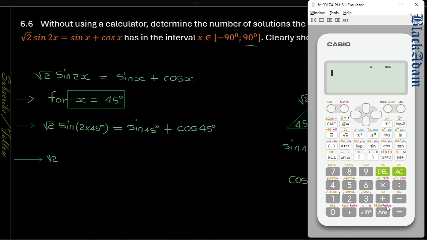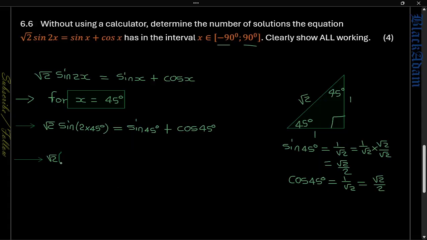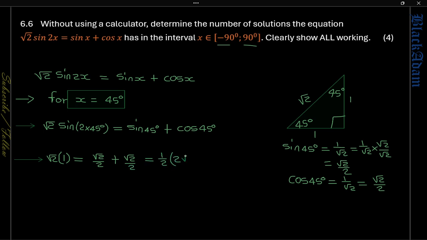And now we have sine 90 degrees. Sine 90 degrees is 1, just to confirm with the calculator, that is 1. But without a calculator, you have to know that sine 90 is 1 and cos 90 is 0. Substituting all the values, root 2 over 2 plus root 2 over 2 is half root 2 times 2, so root 2 equals root 2. So the left hand side equals the right hand side. So it's proven, and there's only one solution between that interval.